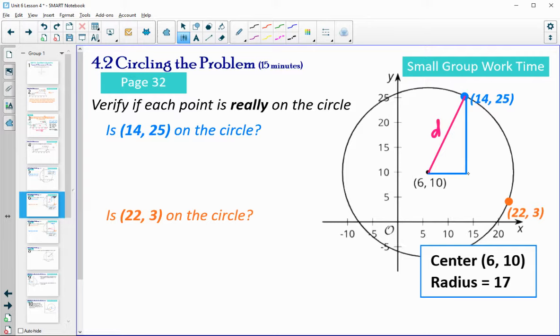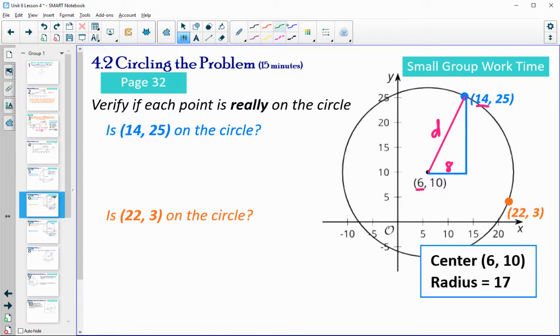So first we have to figure out how far apart these 2 x values are to figure out the length here. We've got 6 and we've got 14. I'm going to switch colors. Well, this is fine. 6 and 14. So 14 minus 6 gives us 8.